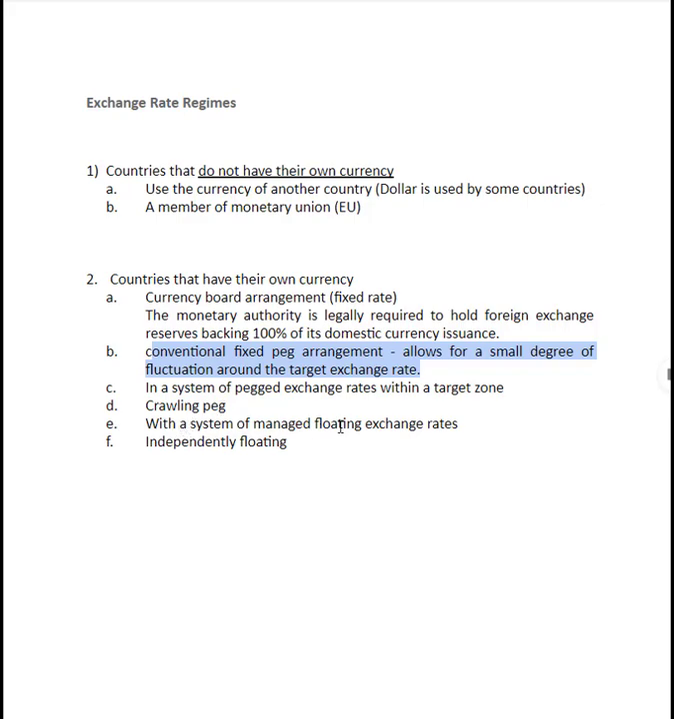Next is the system of managed floating exchange rate. In this system, instead of having a fixed rate, they worry about other areas of the economy. Their primary focus is to manage inflation or to have sustainable GDP growth rather than managing the exchange rate. So the exchange rate changes as monetary policy tries to counter inflation and sustain GDP growth.